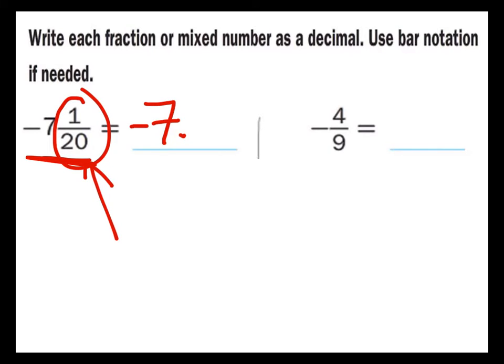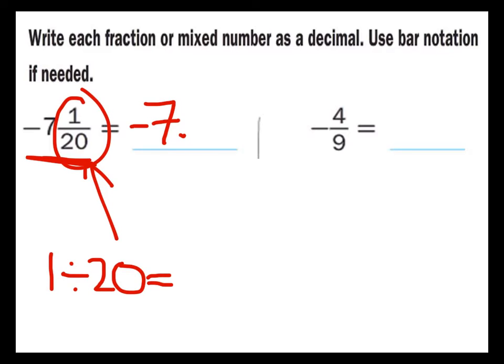Now, there's a couple ways you guys can do this. The first way is to look and do it on your calculator. All you're going to do is do 1 divided by 20 and then push equals. And the calculator will give you the decimal. Yes, Sierra? All right, 1 divided by 20, right?